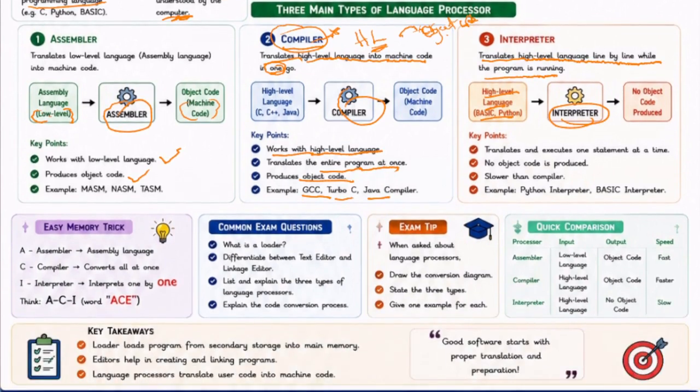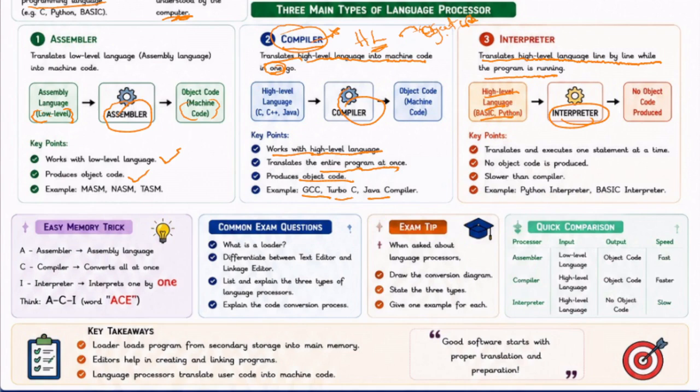For example, we have assembler, compiler, and interpreter, and you know what they stand for, what they do, and how they work. Assembler is object code, compiler object code, interpreter no object code.